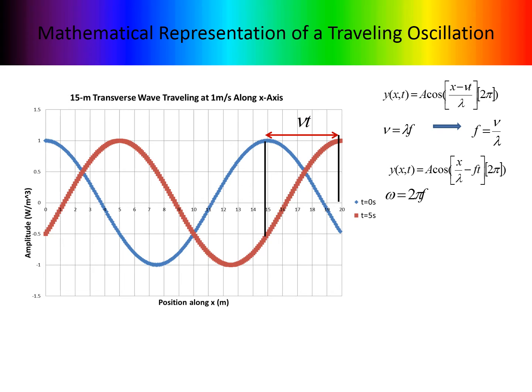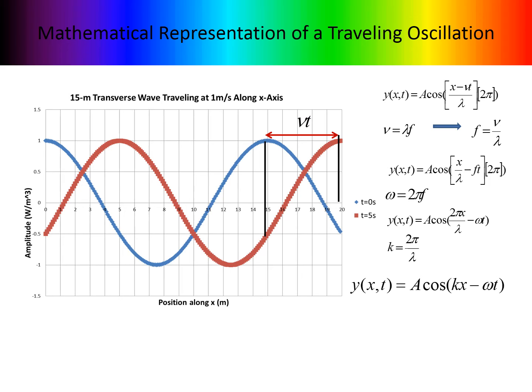But remember, omega is equal to 2 pi f, and here we're left with a 2 pi f, and so we can see that we're going to replace this with an omega t, and we do. So we're left with 2 pi x over lambda minus omega t. But remember, k is 2 pi over lambda. And so here is the equation that we're looking for.